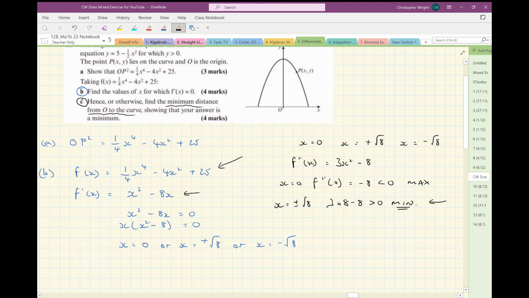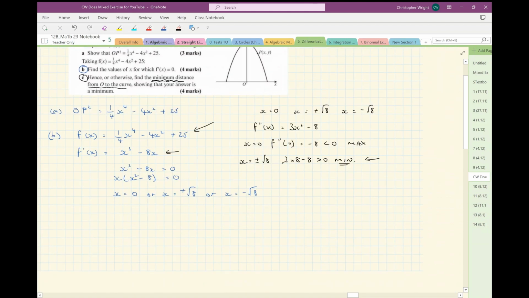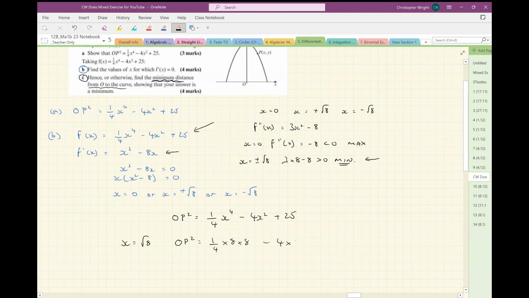So now I need to determine what that minimum distance is. Now I've got an expression here for the square of the distance from the origin to the curve. So I'm going to substitute in x equals root 8 here. So now the square of the distance is 1/4 times root 8 to the power 4 minus 4 times root 8 squared plus 25.